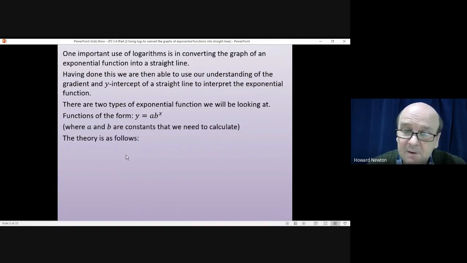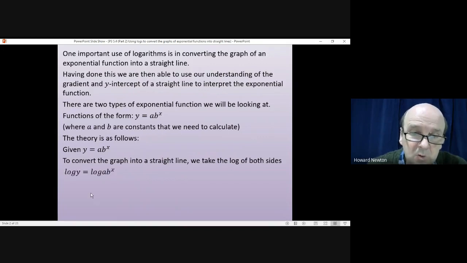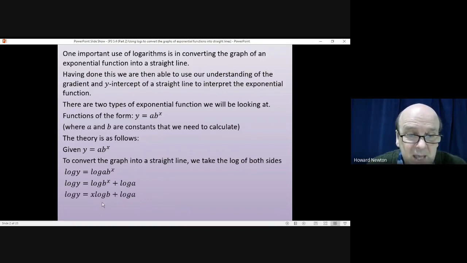So the theory is very similar as before. We start off with the equation y equals ab to the power of x, and then in order to convert it into a straight line, we take logs of both sides of the equation. So the left-hand side becomes the log of y, the right-hand side becomes the log of ab to the power of x. Using the rule for multiplying when you have logarithms, this can be split up into two parts, and you get the log of b to the x plus the log of a. Using the rule for powers, we can change this term into x log b plus log a.